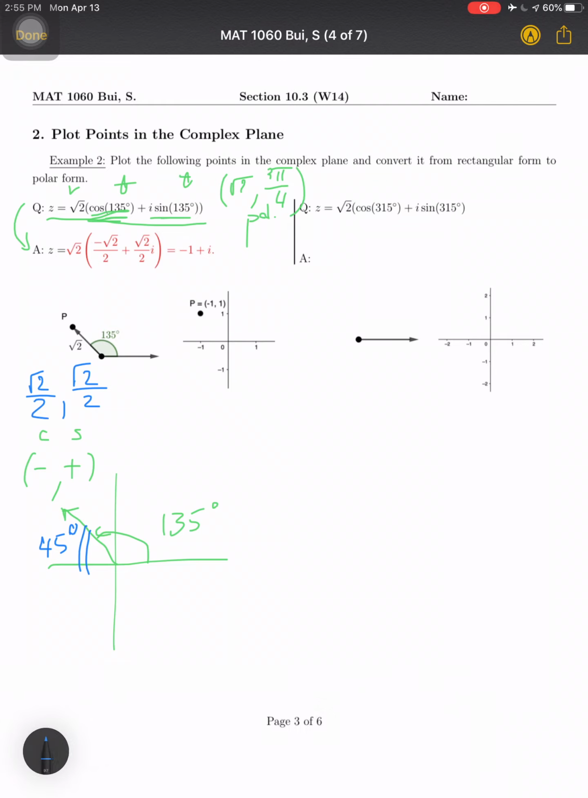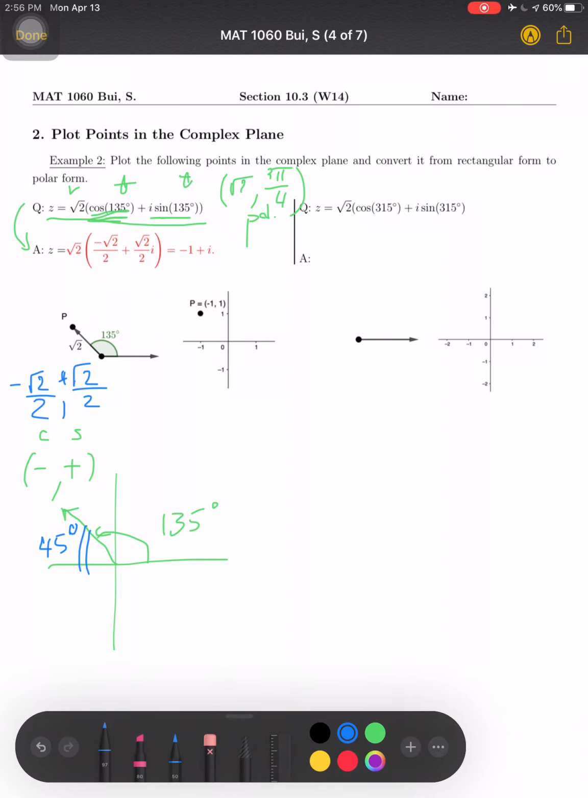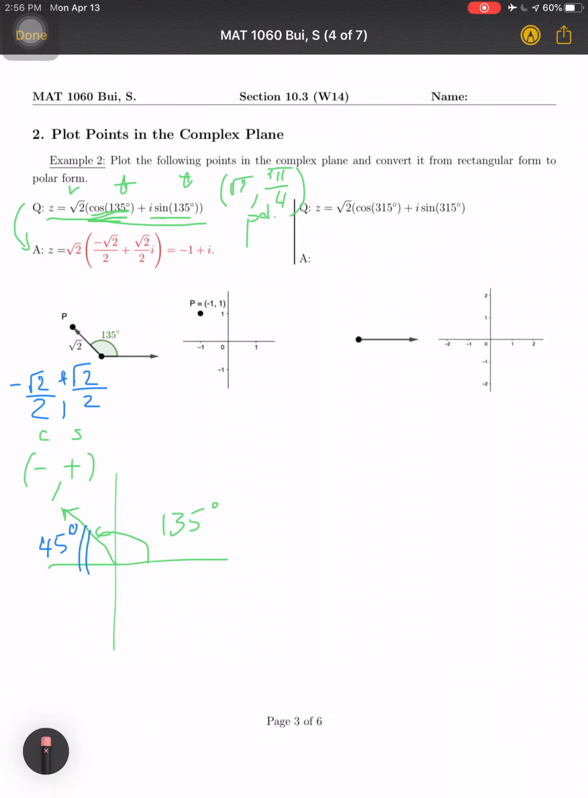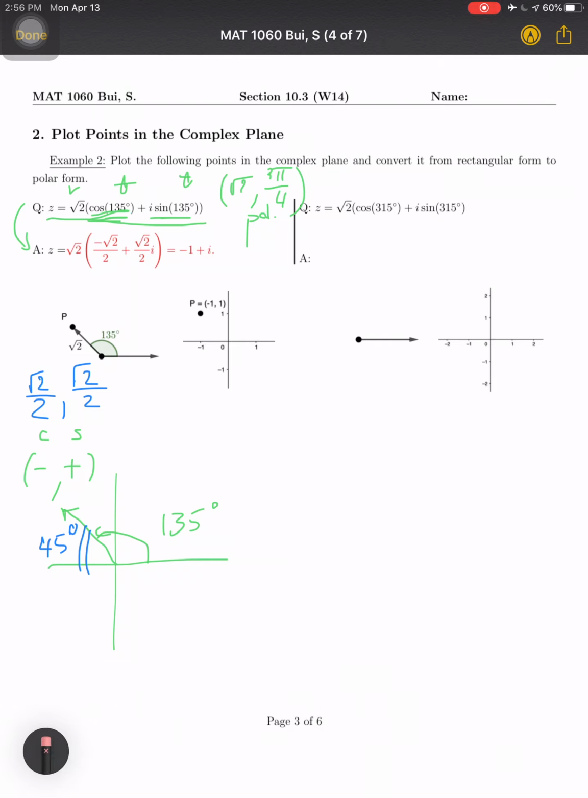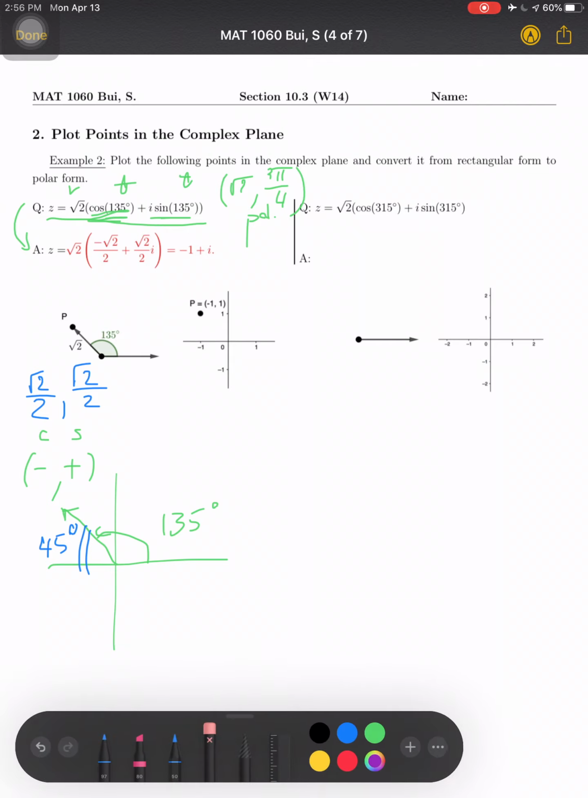Okay, and then since it's negative for the cosine part and positive for the sine part, let me put it in here. Actually, let me change the color to emphasize that the negative and the positive in here are coming from the green part, the quadrant, not coming from the reference angle. It doesn't let me write. Oh, eraser, that's why. Okay, there we go.